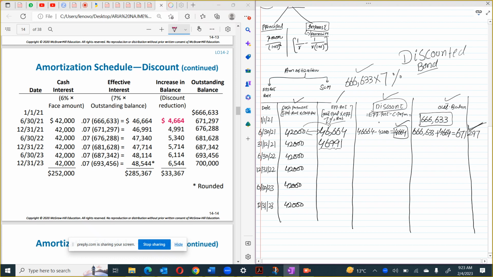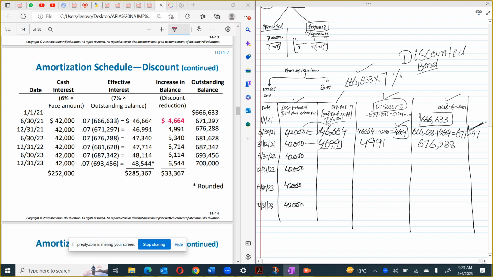How will you calculate the discount? You will deduct 42,000 from 46,991. Then the answer will be equal to 4,991. Now I will add 4,991 plus the previous period outstanding balance. What is the previous period outstanding balance? 671,297. If you add 671,297 plus 4,991, this will be equal to 676,288.